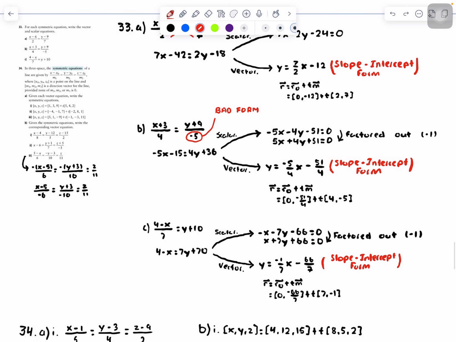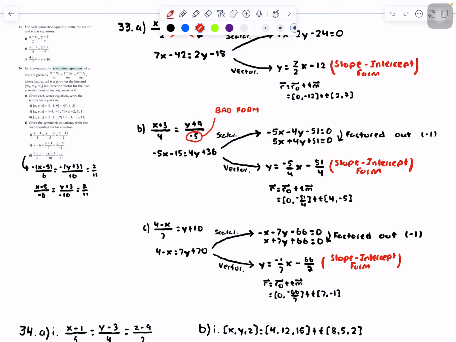Question 34. So, in 3-space, the symmetric equations of a line are given by (x minus x naught) over m1 equals (y minus y naught) over m2 equals (z minus z naught) over m3, where (x naught, y naught, z naught) is a point on the line, and (m1, m2, m3) is a direction vector for the line, provided none of m1, m2, or m3 is 0.